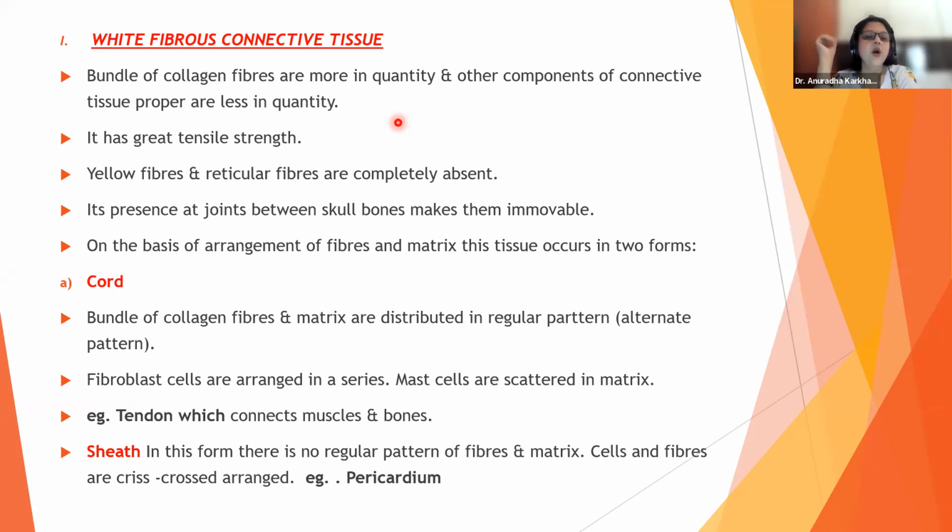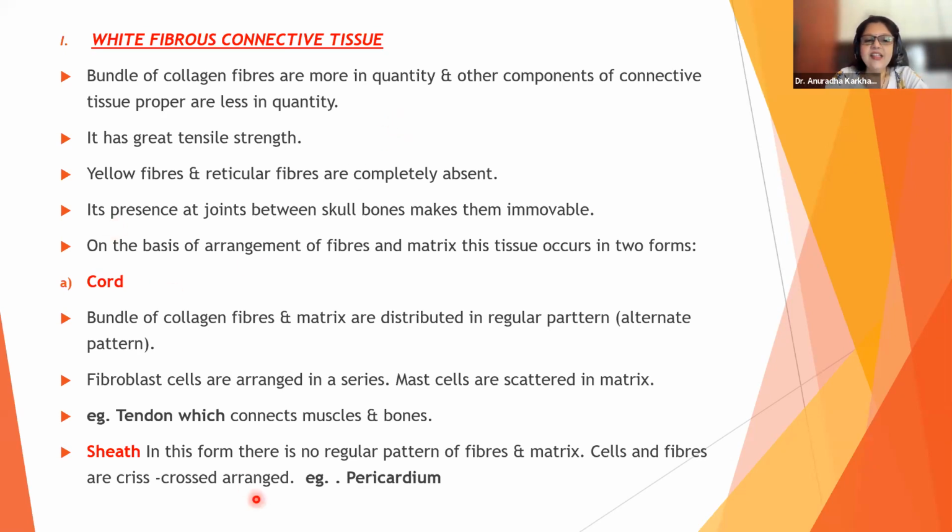Correct? On the basis of arrangement of fibers and matrix, this tissue occurs in two forms, cord and sheath. In the cord form, bundles of collagen fibers and matrix are distributed in a regular pattern. Fibroblast cells are arranged in a series. Mast cells are scattered in the matrix. Example, tendon, which connects muscles to the bones. You remember this? Tendons connect muscles with the bones and ligaments connect bones to the bones.